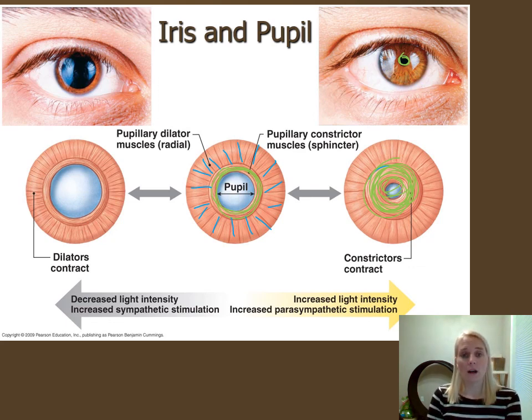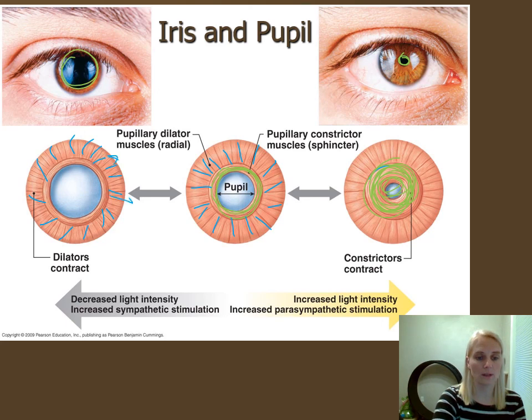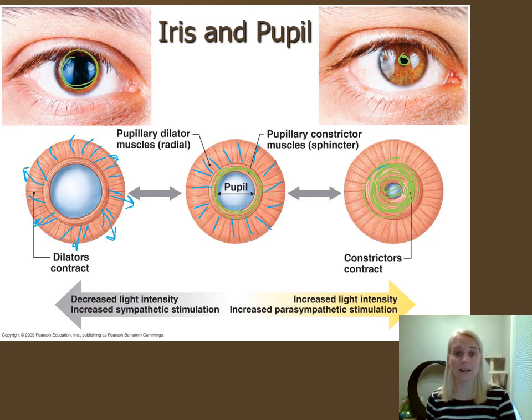If we want pupils to dilate, this guy's got huge pupils. What we do is the sphincter muscles relax and the dilator muscles are now going to be pulling in all directions to open up the pupil and make it big. They're all going in this direction, pulling outwards. So then you're going to get a dilated pupil.